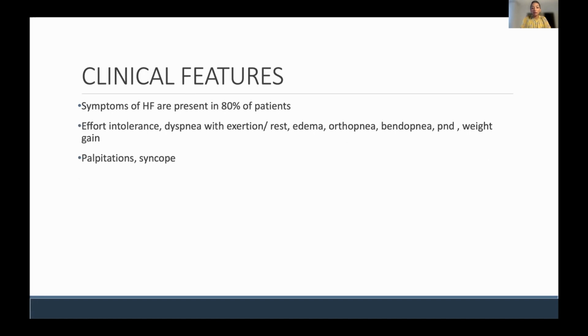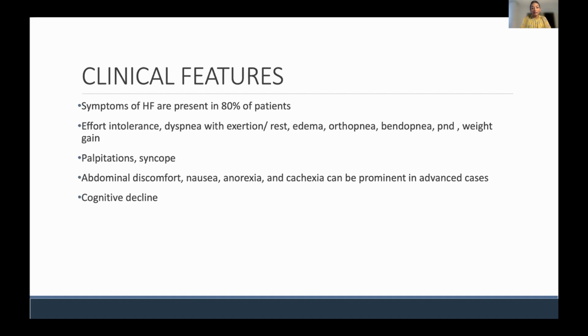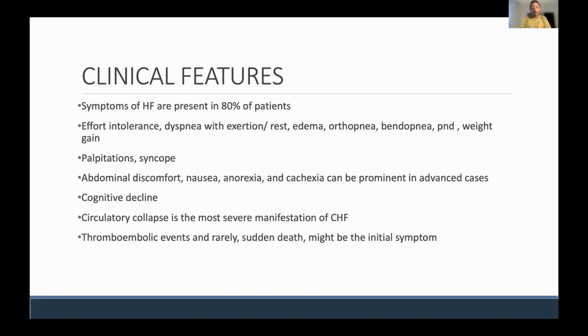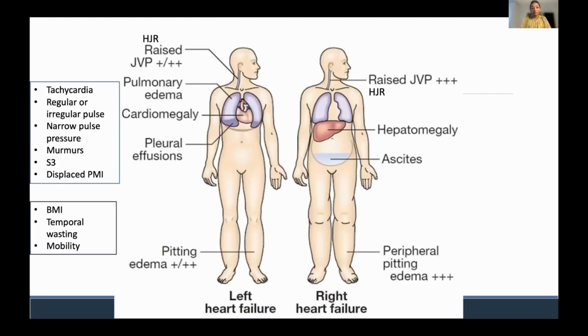Syncope can be related to arrhythmias or because of decreased cardiac output, and is a bad prognostic sign if it's related to decreased cardiac output. Can also be related to medications. Abdominal discomfort, nausea, anorexia, and cachexia can be prominent in advanced cases, and when you're seeing these, again, these are bad prognostic signs. Cognitive decline can also occur over time with low cardiac output in advanced cases. And the most severe manifestation of heart failure is circulatory collapse and cardiogenic shock. Rarely, thromboembolic events can occur in patients with severely reduced ejection fraction that can be related to an LV thrombus or atrial fibrillation and a left atrial appendage thrombus. Rarely, sudden death can also be the initial symptom.